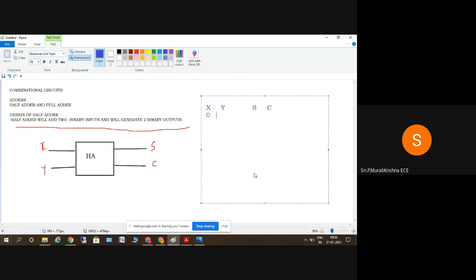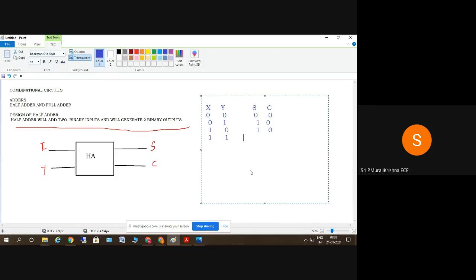Two inputs will have four combinations: 0 0, 0 1, 1 0, 1 1. So these are the four combinations here. When I add 0 plus 0, what is 0 plus 0? It's a 0, and we don't need an additional carry. So for 0 0, sum is 0, carry is 0. For 0 plus 1, sum is 1, carry is 0. For 1 plus 0, sum is 1, carry is 0.